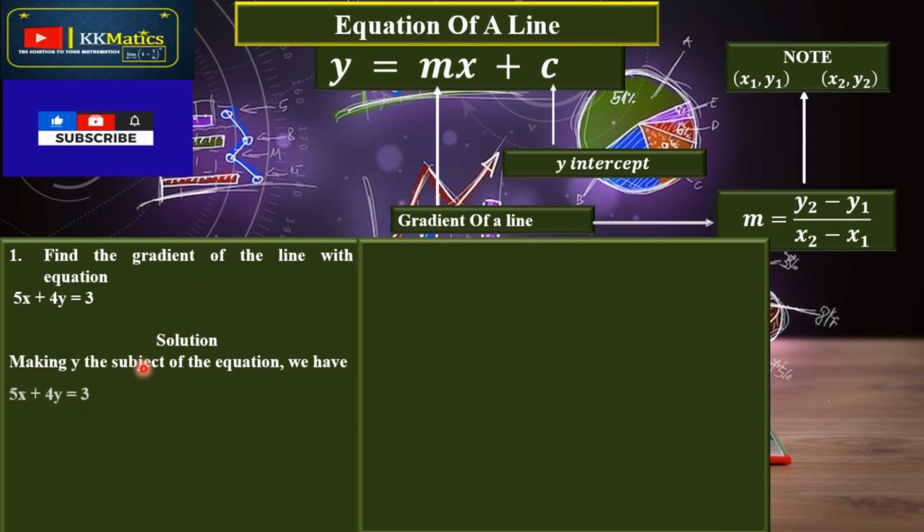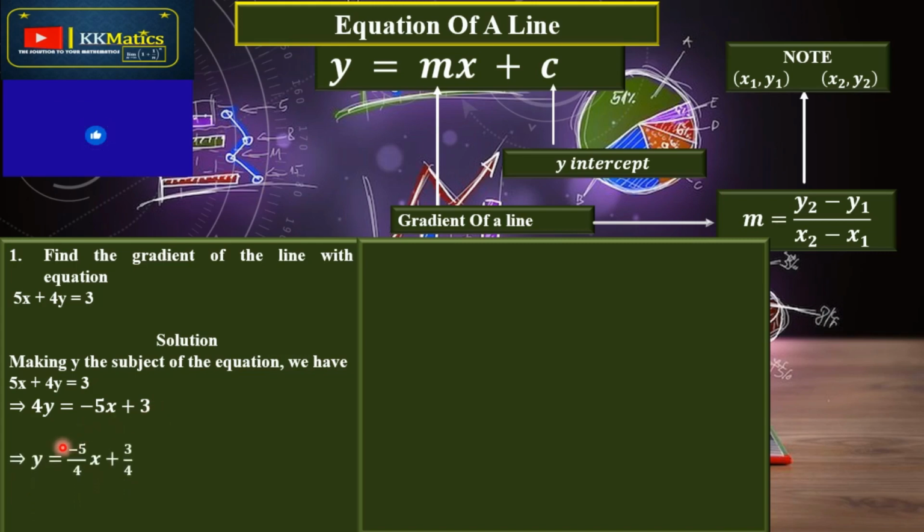So with that being said, we have 5x plus 4y equals 3. Make y the subject. We take the 5x from the left hand side to the right hand side, and it's positive here, goes to the right hand side, becomes negative, and that's what we have here. The next thing we do is to divide the left hand side and the right hand side by 4. And by so doing, we have y equals minus 5 divided by 4 multiplied by x plus 3 divided by 4.